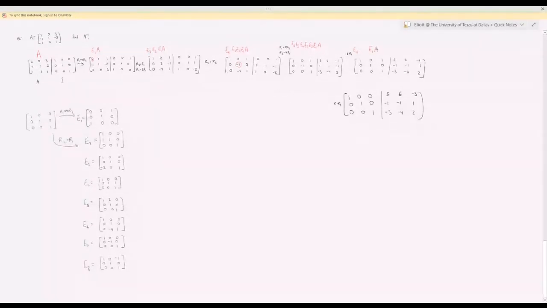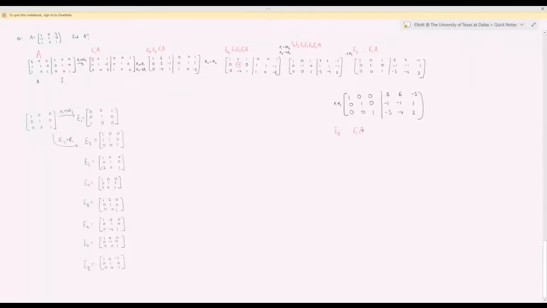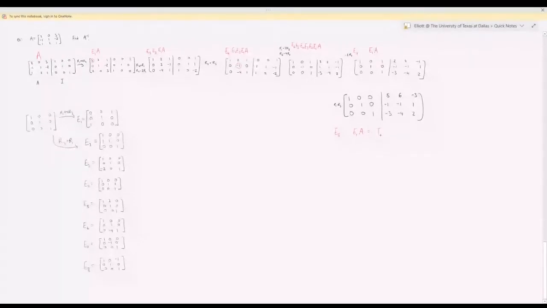I'll just skip to the end. And then finally, we did this last row operation. It has this as its corresponding elementary matrix. So if we take what we had before and just multiply by E8 on the left, then this product of matrices will give us this identity matrix that we had at the end, okay?